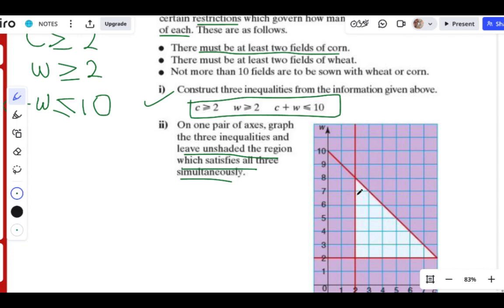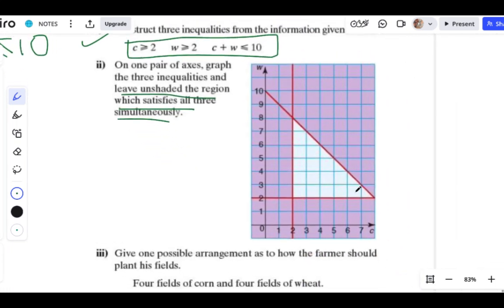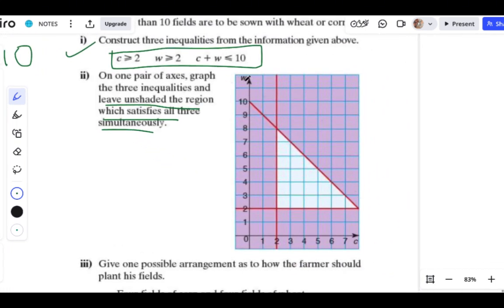So we're going to plot a graph like we did here. We put W on the y-axis and we put C on the x-axis. Right? Now we draw across it. Let's do it for C, for corn. For corn, the inequality is that C is greater than or equal to 2. So I'm going to draw a solid line, because it's greater than or equal to 2.